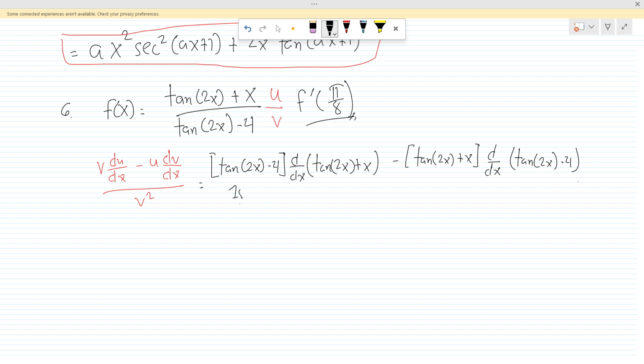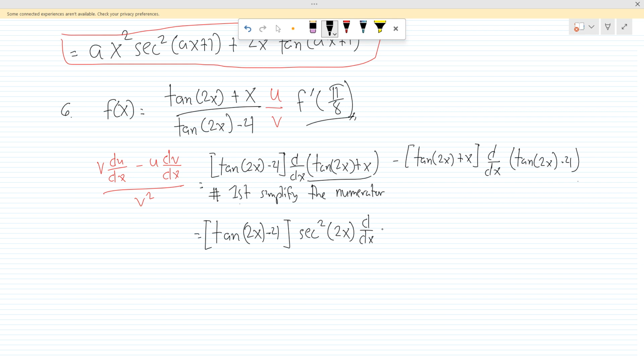So first, we are going to simplify the numerator. Ito muna yung ating gagawin. Let us proceed with our first one. So tangent of 2x minus 4. What is the derivative of tangent? That is what? Secant squared of 2x plus x. Secant squared. Then copy 2x plus x. Then what is the derivative of this one?